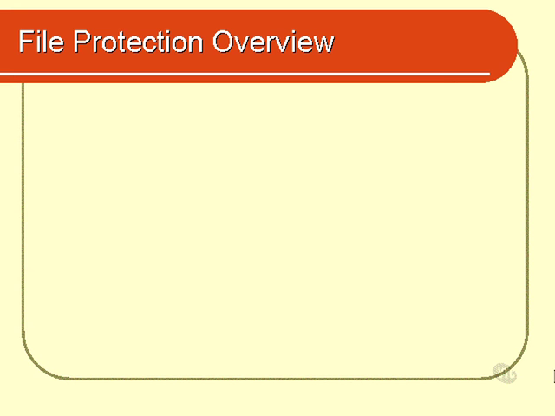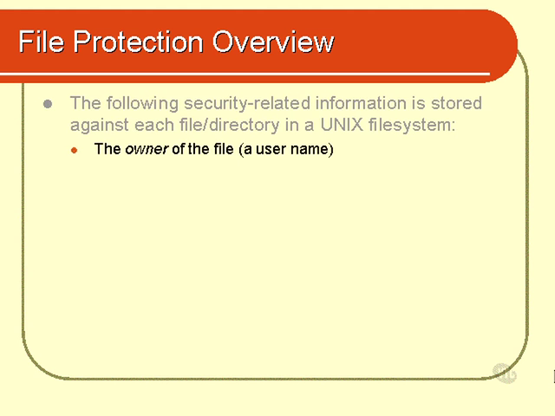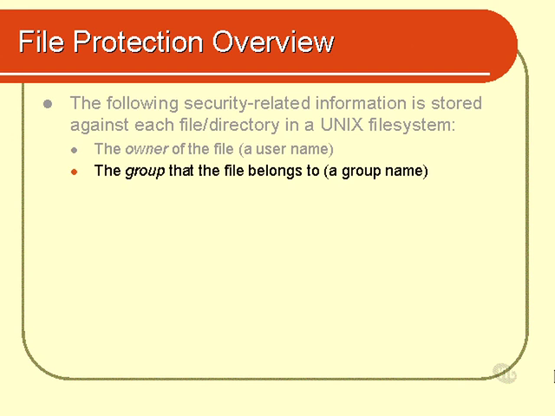In this module we examine the security information that is stored against each file and directory on the system. Let's have a look at what's available. There are three things that are stored against each file and each directory. First is who owns the file. This is always a user ID or a username. We know this simply as the owner of the file. Every file has an owner.